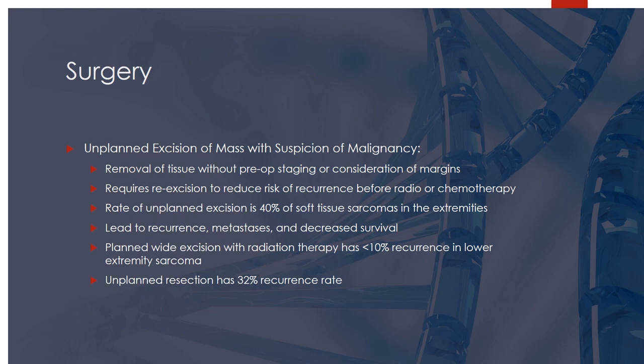The rate of unplanned excision of soft tissue sarcomas in the extremities is about 40%. These will lead to recurrence, metastases, decreased survival, as you could imagine. The difference between if you actually have a planned wide resection with radiation therapy, there's about a less than 10% recurrence rate in lower extremity sarcoma. An unplanned resection has a 32% recurrence rate, so quite a difference.